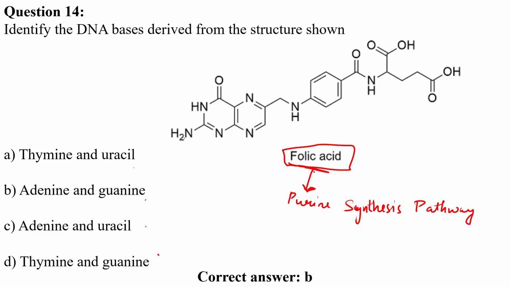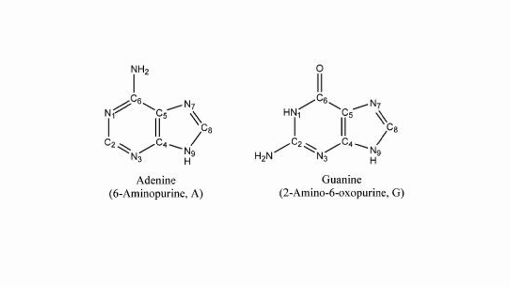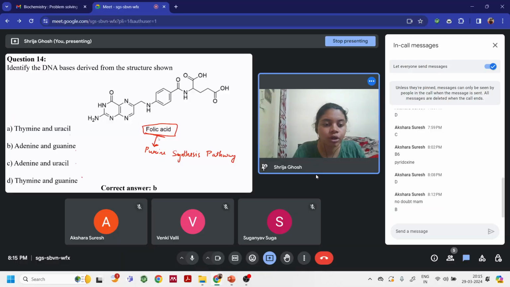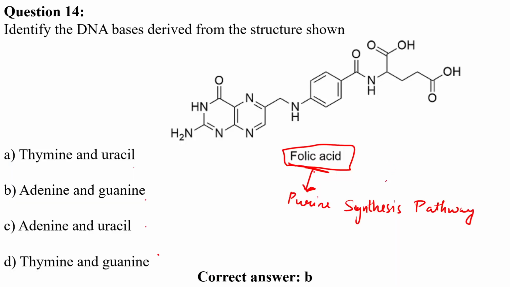Okay, and folic acid is involved in the purine synthesis. That means it is involved in synthesis of adenine and guanine. So without A and G, you cannot have a proper DNA and you cannot have a proper cell. Thus life won't be possible without folic acid. Okay, this is clear. And folic acid is actually vitamin C, part of vitamin C. Okay.